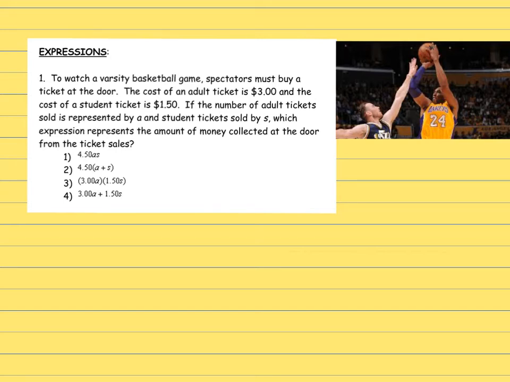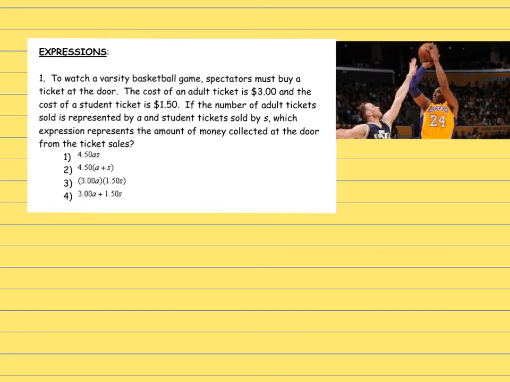So the first set of problems, which are numbers 1 through 4, are going to be related to expressions. We're going to set up an expression. So the first question states, to watch a varsity basketball game, spectators must buy a ticket at the door. The cost of an adult ticket is $3 and the cost of a student ticket is $1.50. If the number of adult tickets sold is represented by A and student tickets sold by S, which expression represents the amount of money collected at the door from the ticket sales? Take a moment to pause this video at this time and try the problem on your own.